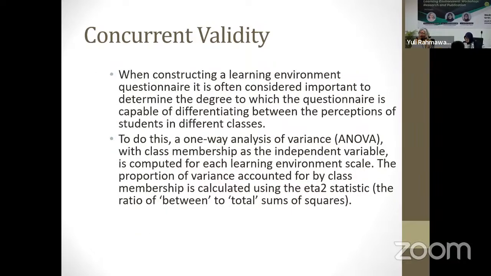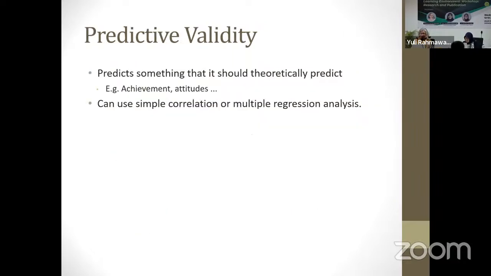Moving on, concurrent validity, I think I should move on, and the predictive validity as well. We can use simple correlation and multiple regression analysis for showing the predictive validity. And you did the simple correlation. We can look at the correlation between attitude and achievement. Today you looked at the correlation between the scales of CEC and attitude to STEM, and they were all statistically significant.